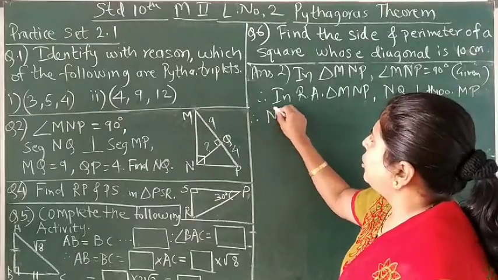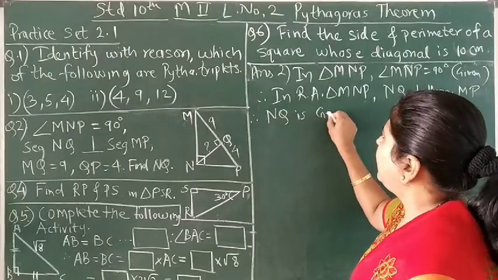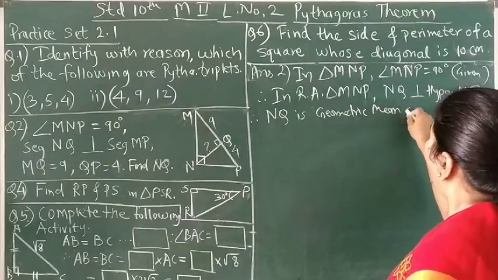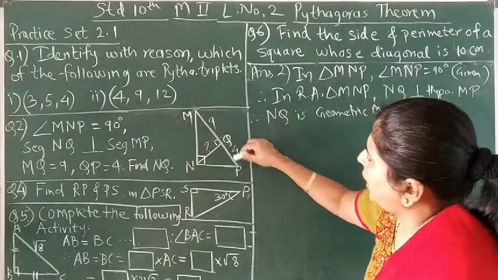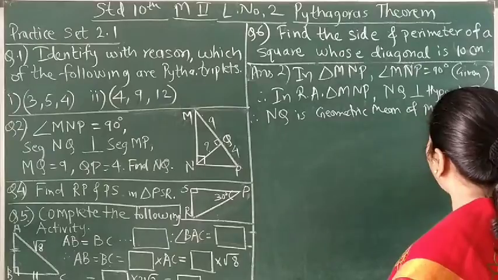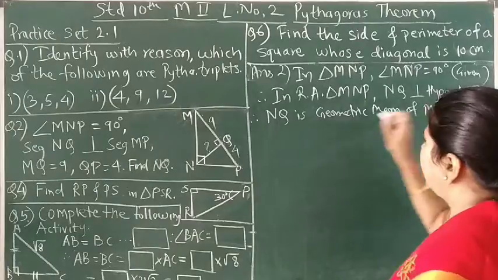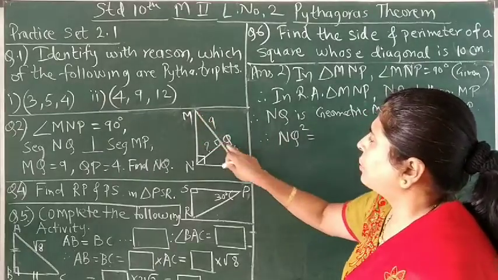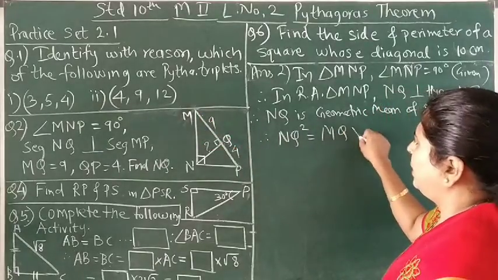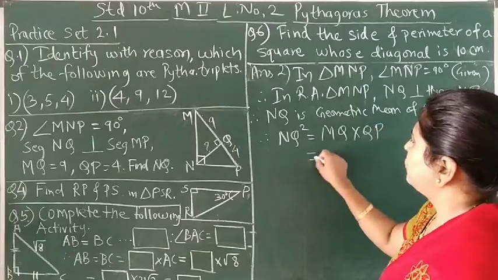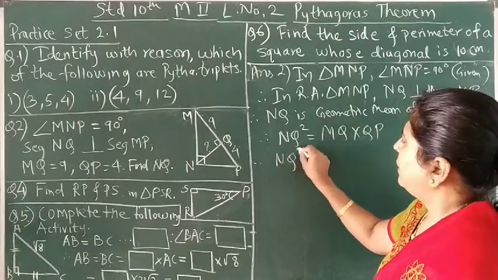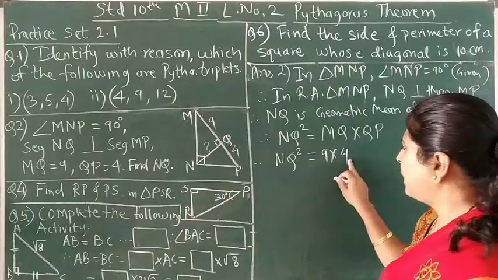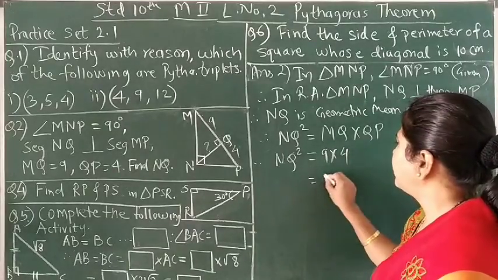Therefore, NQ is the geometric mean of MQ and QP. That's why NQ square is equal to the product of these two, MQ into QP. So therefore NQ square is equal to 9 into 4. Now either we can multiply this and take the square root. Therefore it is going to be 36.